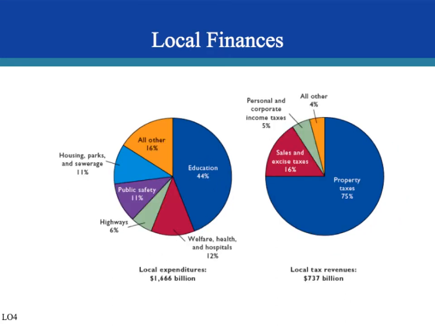And local governments include counties, municipalities, townships, school districts, cities, and towns, and a big chunk of their revenue is from property taxes. Sales and excise taxes, 16%, personal and corporate income taxes, 5%, all other 4%. And what do they spend it on? Education is the most, followed by a combination of different things. That's all other 16%. Then it would go to welfare, hospitals, public safety, parks, sewage, housing, and highways.